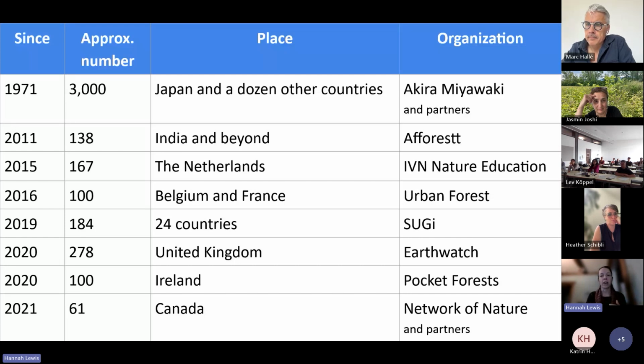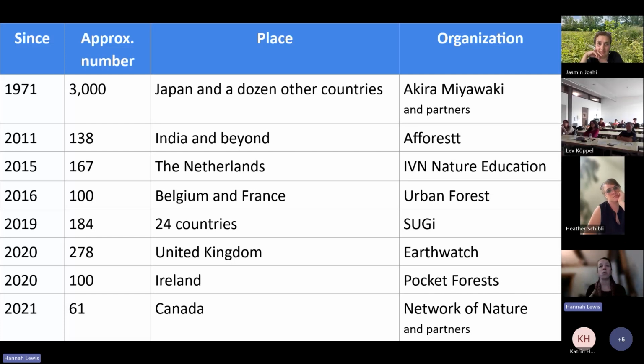Sugi, there in the middle, is an organization that is helping to finance mini forest projects around the world. And just since 2019, they have supported 184 projects in 24 countries. So what's missing from this table is all of the tiny projects, like the one we did in St. Paul, other groups that have planted a few mini forests in the past few years, or maybe several dozen. But here, these are just the projects that have planted many, in the hundreds.